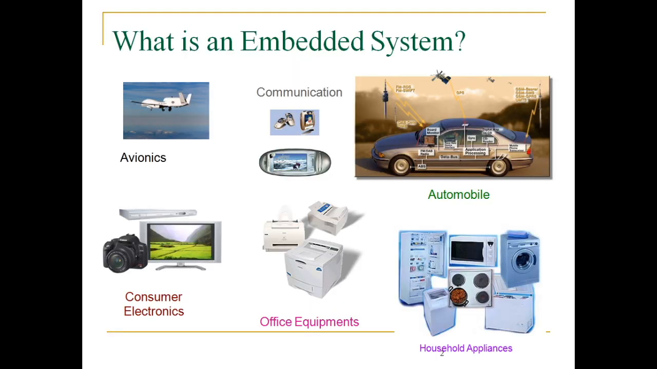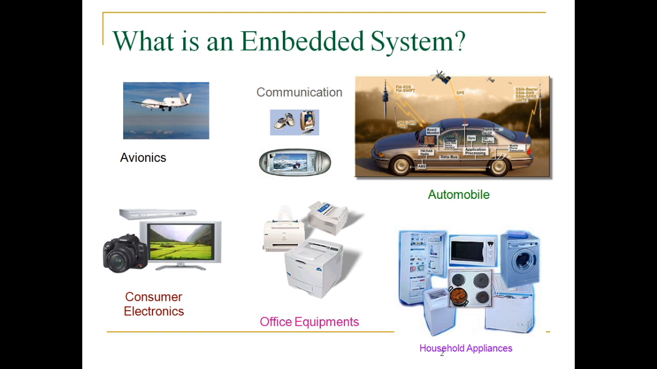So these are examples of embedded systems in your day-to-day life. Almost all places, embedded systems play a major role. For example, in avionics, communication equipment, or automobiles. In all these cases, you can see embedded systems playing a major role. In consumer electronics, office equipment, household equipment, etc., also you can see embedded systems.